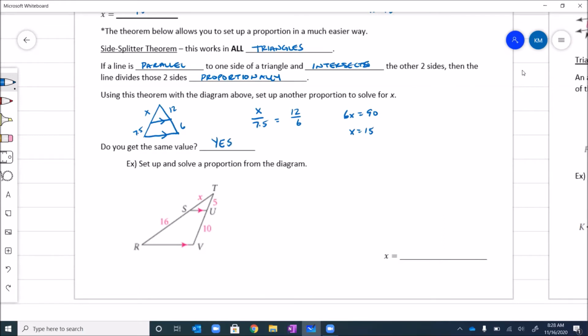All right, take a second to try this problem out. Again, we have the side splitter theorem. x over 16 should be proportionate to 5 over 10. Cross multiply, 10x equals 80. Divide by 10, x equals 8.